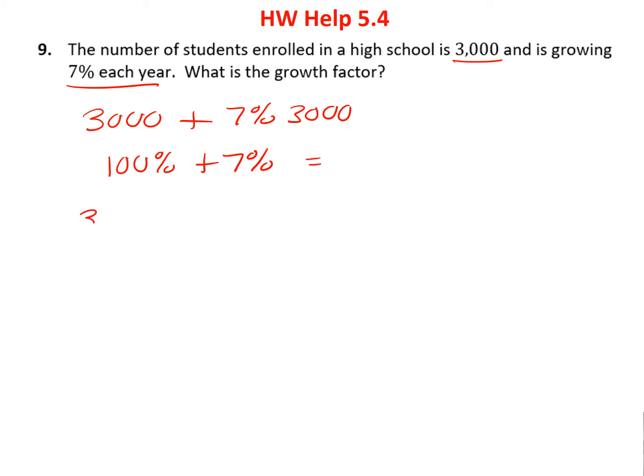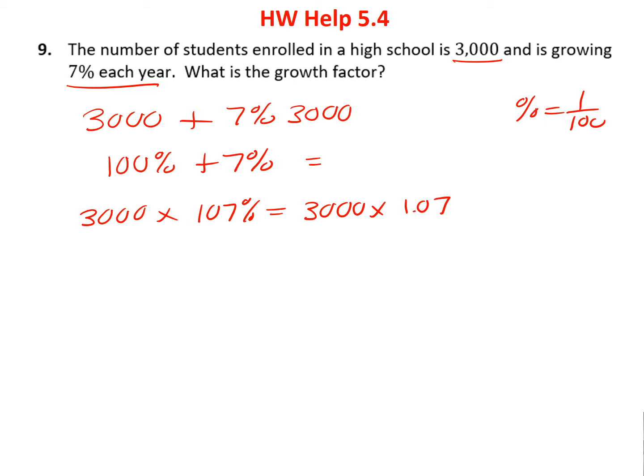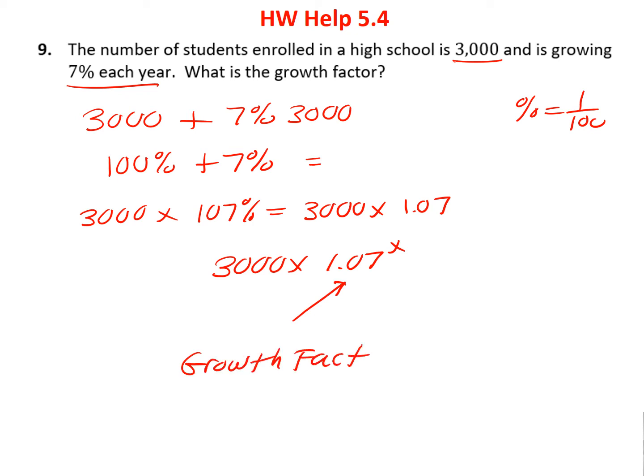So I could take 3,000 and multiply it by 107%. And again, remember, percent just means divide by 100. So that's the same as 3,000 times 1.07. If I were writing this as an equation, then the equation would be 3,000 times 1.07 to the x power. And notice what my growth factor is. My growth factor is 1.07.